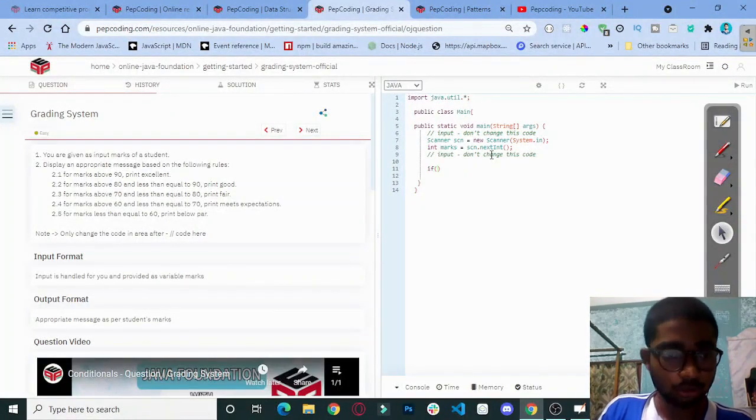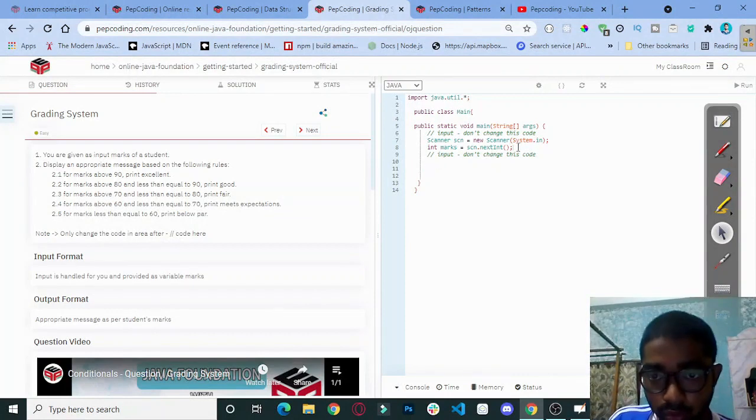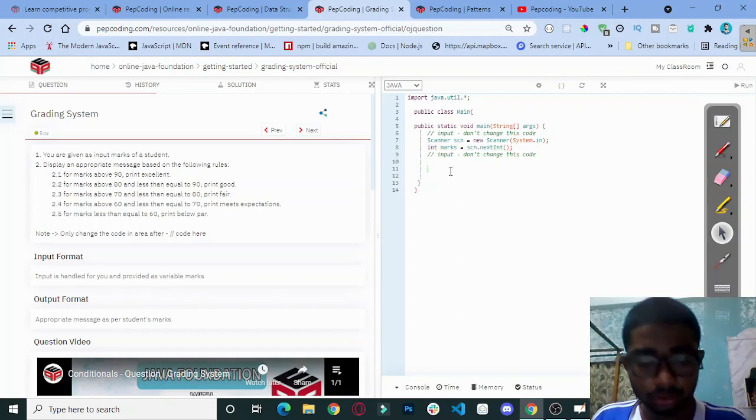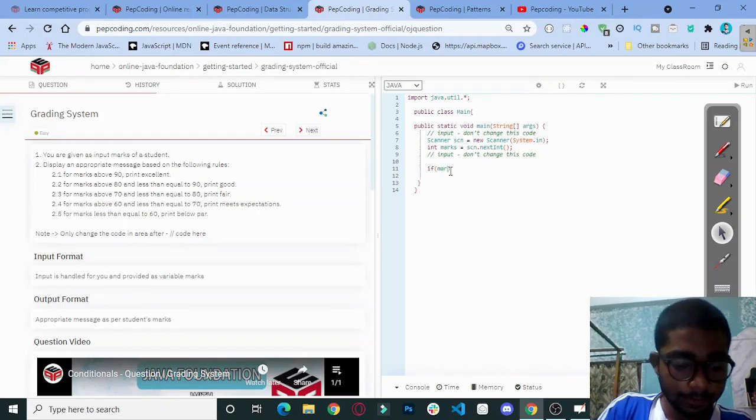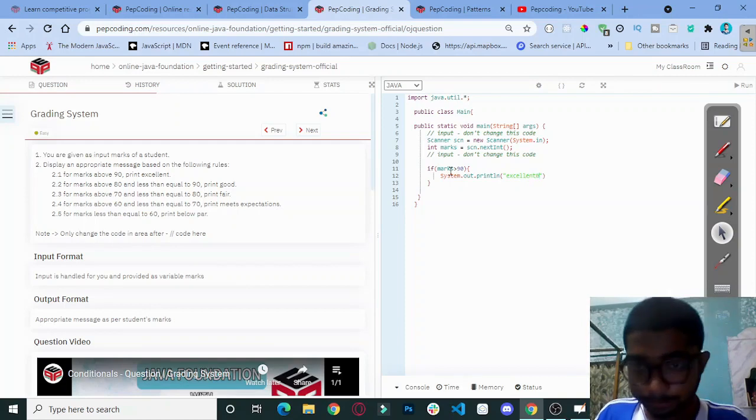First we have to take the input, and already we have taken the input: int marks is equal to stn.nextInt. Now, if marks is greater than 90, then print System.out.println excellent.